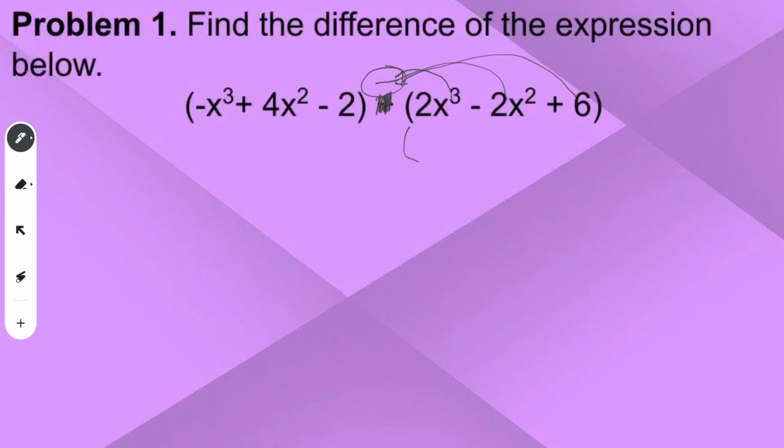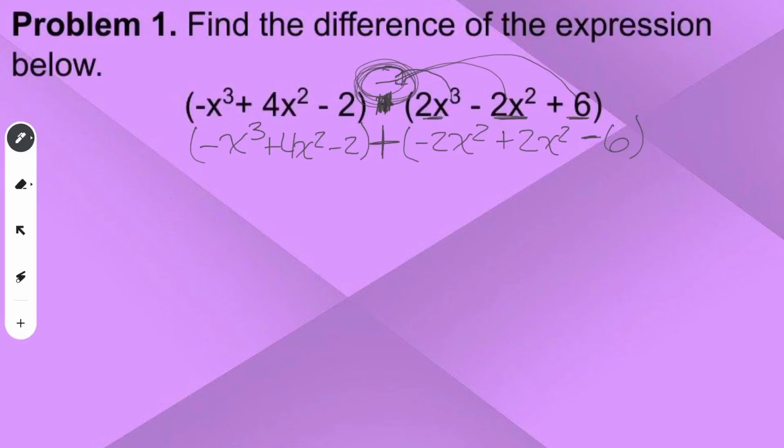So I will get negative 1 times 2x cubed, which is negative 2x cubed. Negative 1 times negative 2x squared, which is positive 2x squared. And negative 1 times positive 6, which is negative 6. If you haven't noticed, all I did was change the sign of everything in the second parentheses. And since I'm distributing the negative, that means I'm getting rid of it, so this minus sign right here should become a plus sign. So it's easier for us to just combine like terms. And then I bring everything else down. In my first polynomial, I have negative x cubed plus 4x squared minus 2.